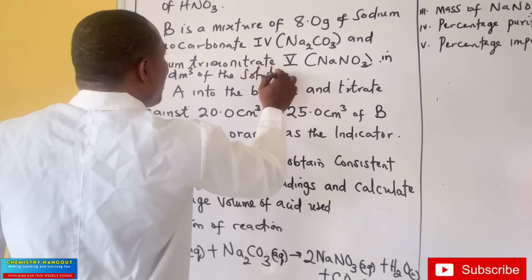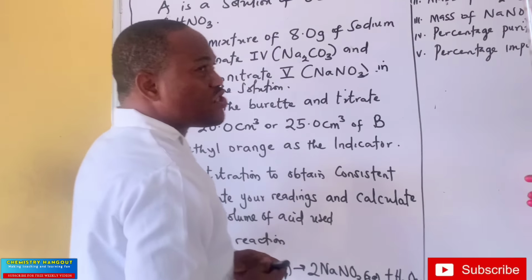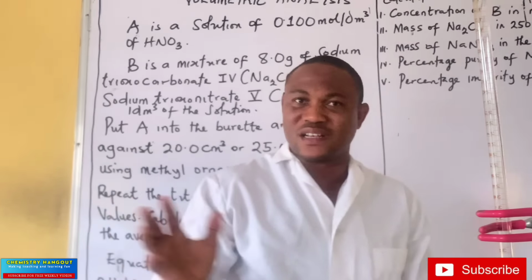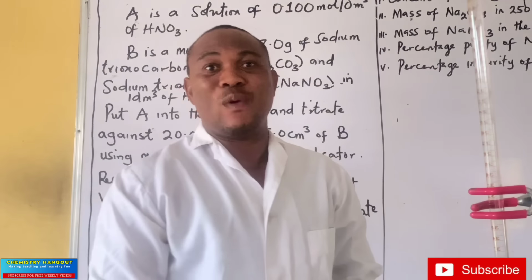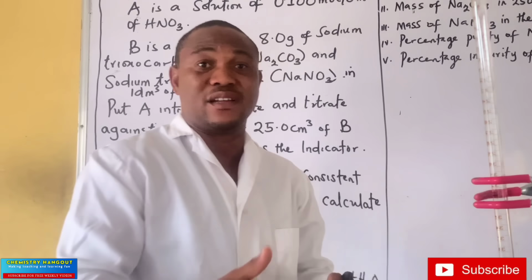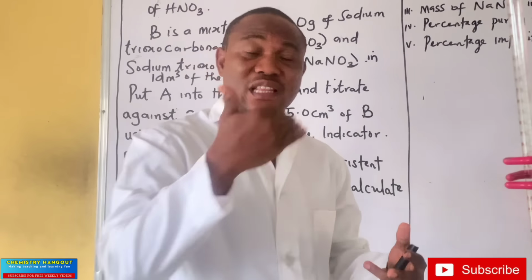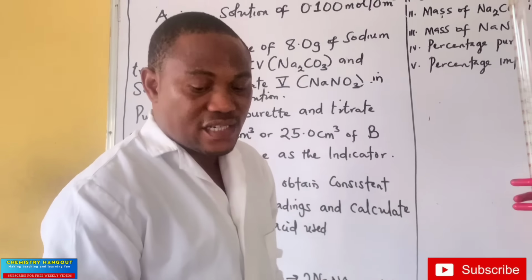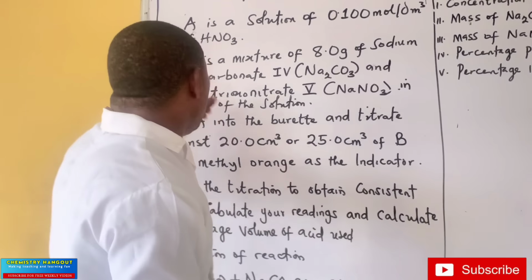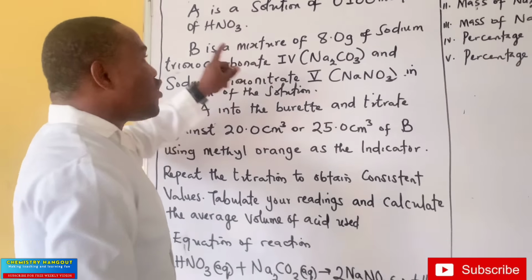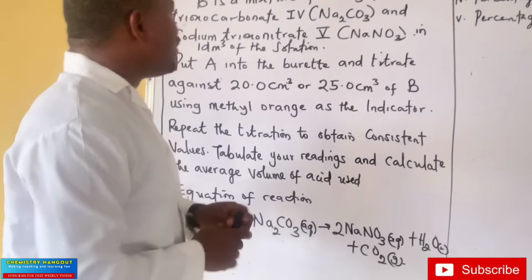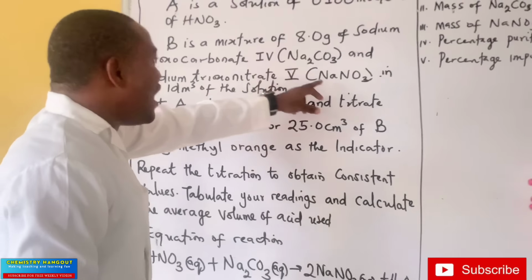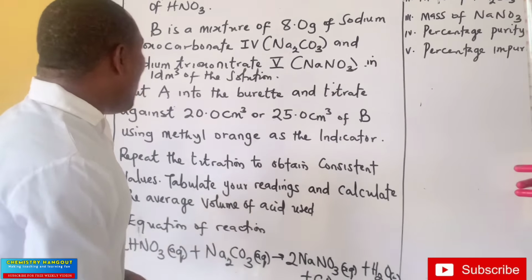Of course, for a lot of people that have reached out to me about the preparation, you are not preparing it separately, please. You are preparing them together in 1 dm cube, and that's why I said you should join the WhatsApp channel so that I can give all those procedures and tell you what to do so that we can be ready for the exam. So B is a mixture of sodium carbonate and sodium nitrate in 1 dm cube of the solution.